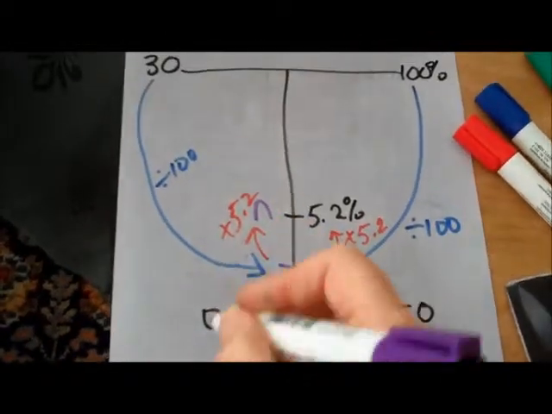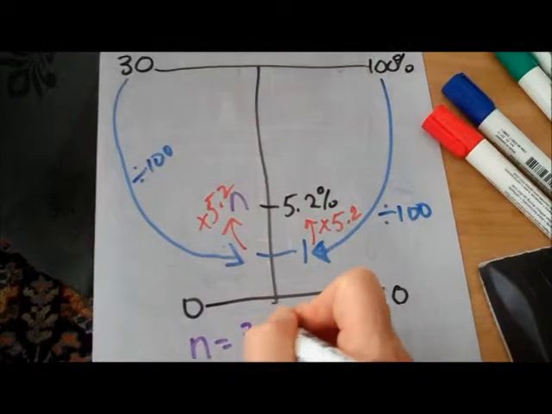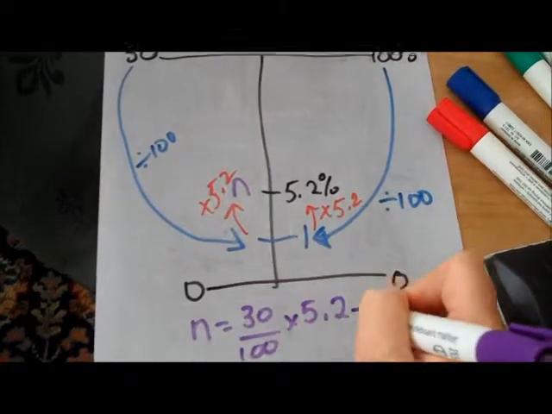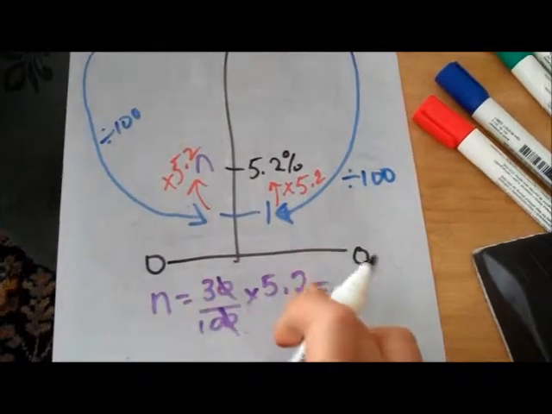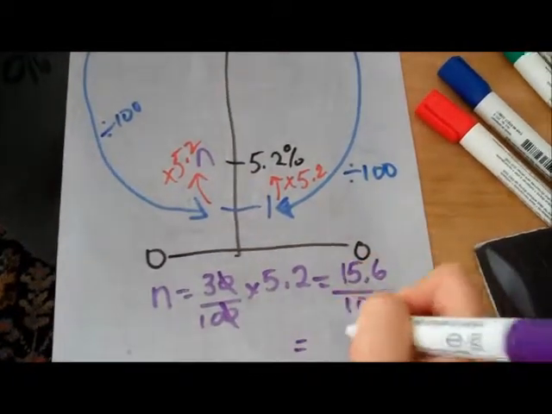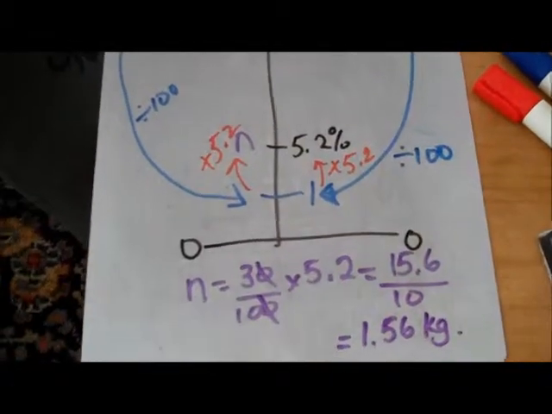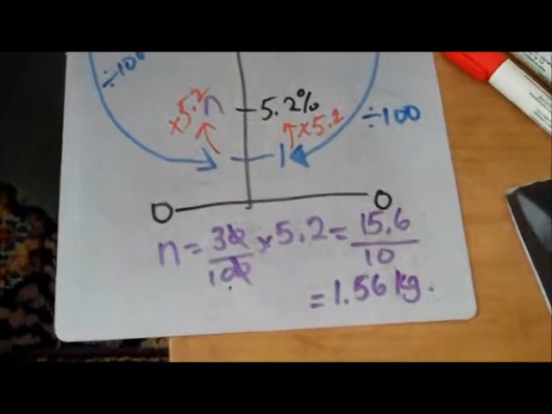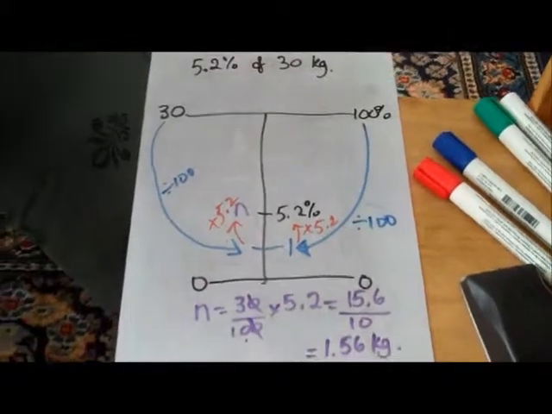So my number is, let's have a look, follow the arrows back, 30 divided by 100 times 5.2. So that can cancel with that. 5 times 3 is 15. 3 times 0.2 is 0.6. So I've got 15.6 divided by 10, which is 1.56 kilos. So 3 lots of 5.2 is 15.6, and I've still got to divide it by 10 on the bottom to give me 1.56. Is that about what we expected? Yeah, it is. So that's how you do those ones.